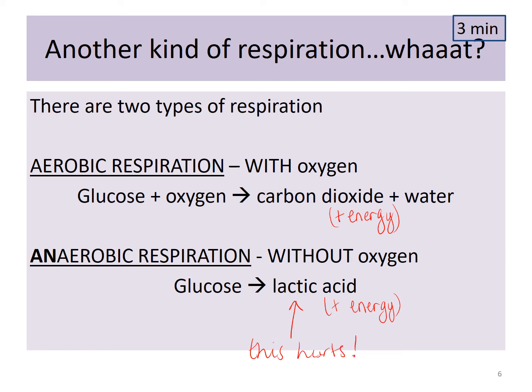So anaerobic respiration takes place when you are too active and you just can't get enough oxygen for what your body needs. So your body, instead of doing aerobic respiration with the oxygen, it doesn't have enough oxygen, so it starts respiring anaerobically instead. And it produces lactic acid, which is what makes your muscles hurt.